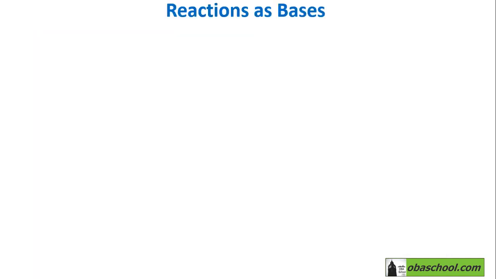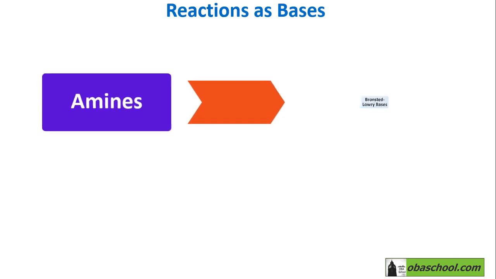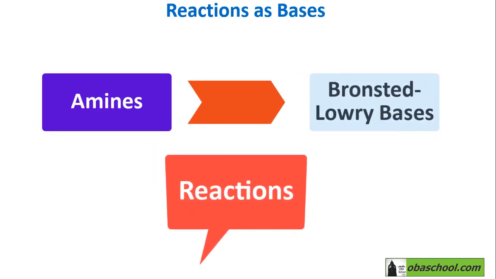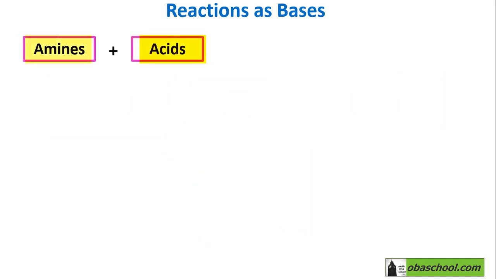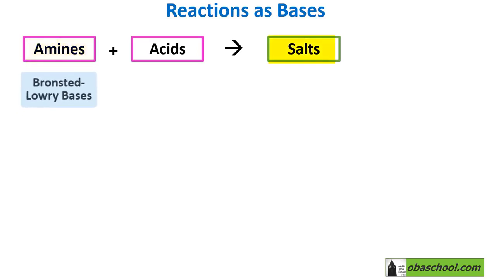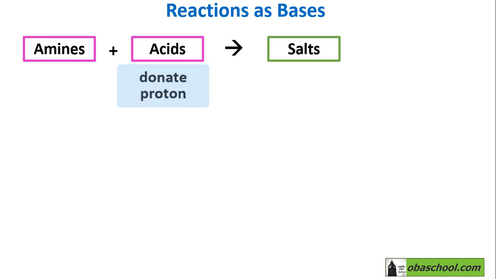Since we have said that amines can act as Bronsted-Lowry bases, they can do reactions. So if I put an amine with an acid, they will react to produce a salt. Amines will react as Bronsted-Lowry bases in this case, and acids will be donating a proton in order for the amine to produce a salt.